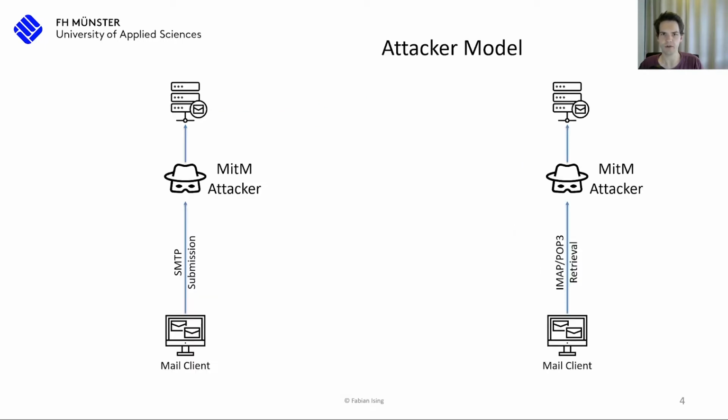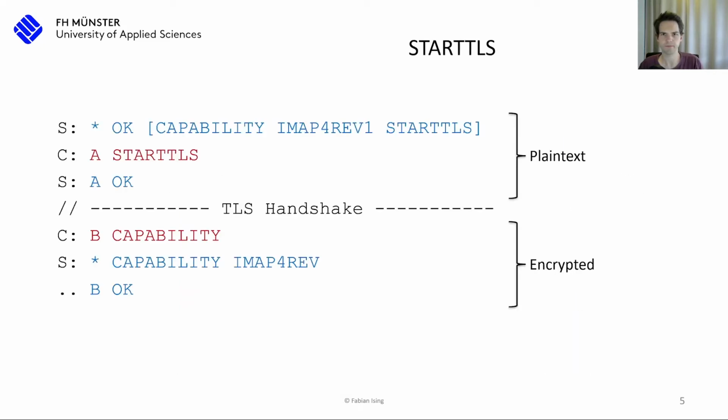This is our attacker model. We assume a meddler in the middle that can eavesdrop and manipulate TCP connections between the victim's mail client and the mail server. The attacker will only manipulate data sent in plaintext and at no point will break TLS itself. So what is STARTTLS? In contrast to implicit TLS, which is basically SMTP, IMAP, or POP3 over TLS, STARTTLS adds a plaintext phase before the actual TLS connection, in which client and server negotiate the use of TLS.